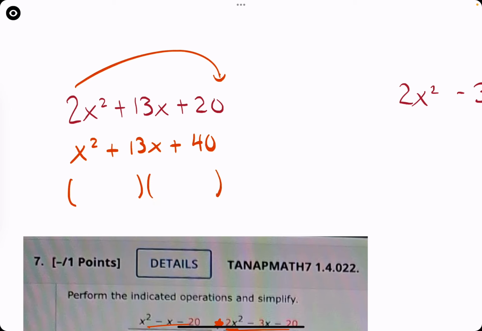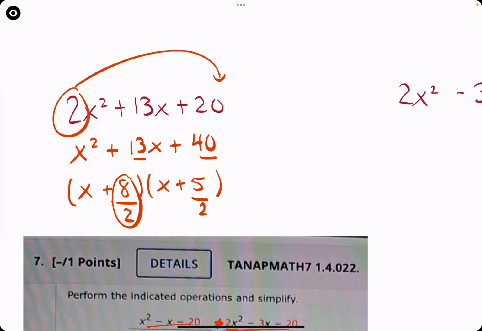Now we just factor this like we would typically. So we're setting the x's there. We're looking for two numbers that multiply to 40 but add to 13. That would be 8 and 5. Again, always multiply to the last number, add to the middle number. Now that we have this, we're not done. We have to keep in mind that we multiplied by 2 from the start, so now we have to divide back out by that 2.